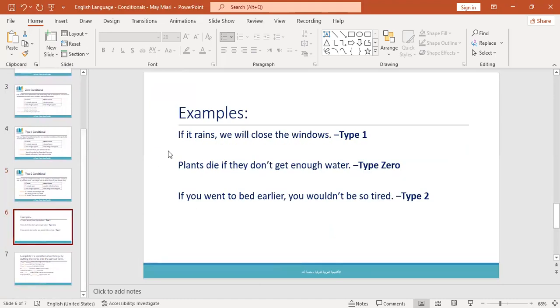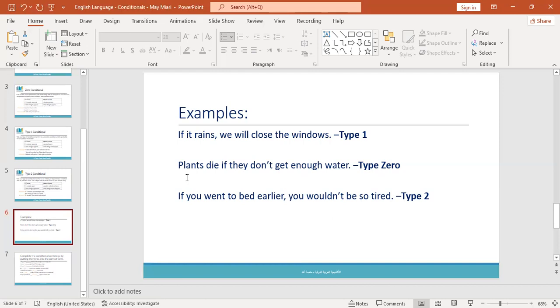Here are other examples about the conditionals. For the first one, if it rains, we will close the windows. In this conditional sentence, in the if clause, they use the simple present since its verb is rains. And in the main clause, they use the future tense. When in the if clause, we use the present tense, and in the main clause, we use the future tense, this means that we are talking about type 1 conditional.